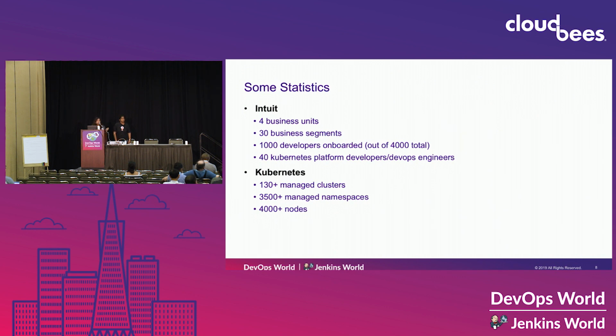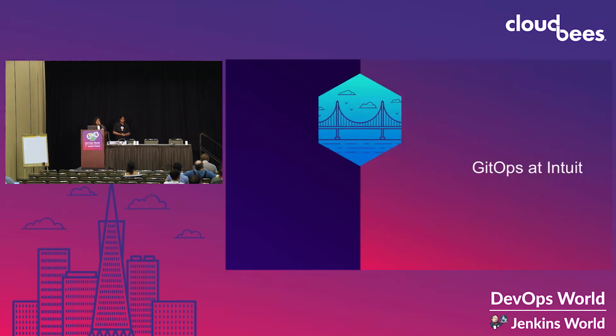We are running around 130 plus managed clusters. Again, developers don't get to see the clusters. They just access namespaces. We have around 3,500 managed namespaces. All of these clusters run on around 4,000 nodes today. And then we are onboarding more and more services every day.